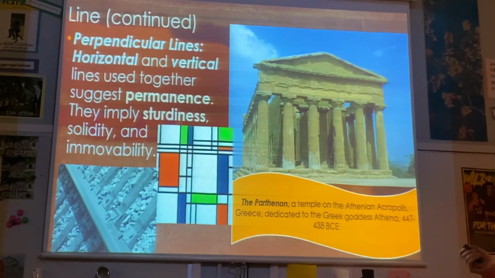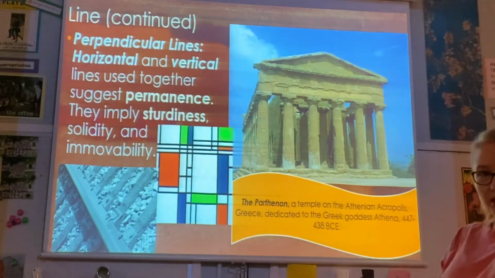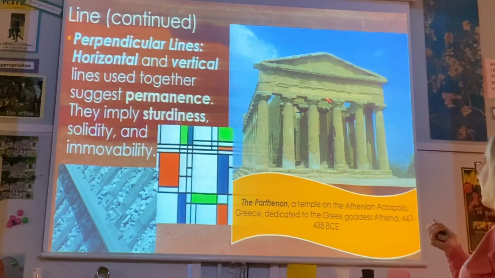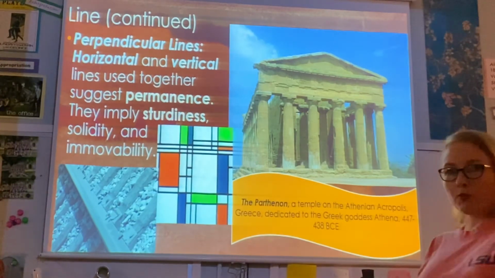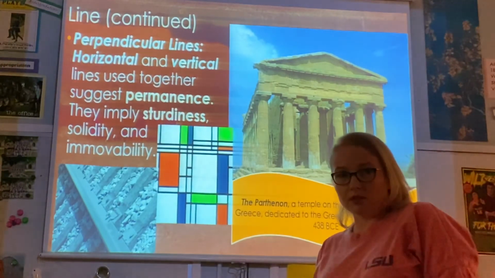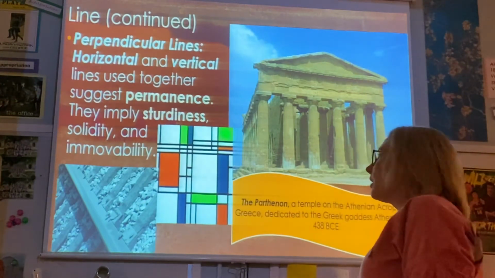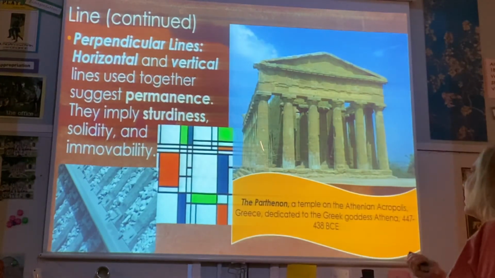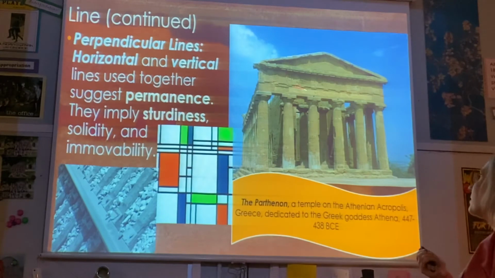Okay, so this is the Parthenon in Athens, Greece. It was built around 450-ish BC. So it's older than Jesus and still standing in a region where there are lots and lots of earthquakes. So it's super old and permanent. Okay, permanent.